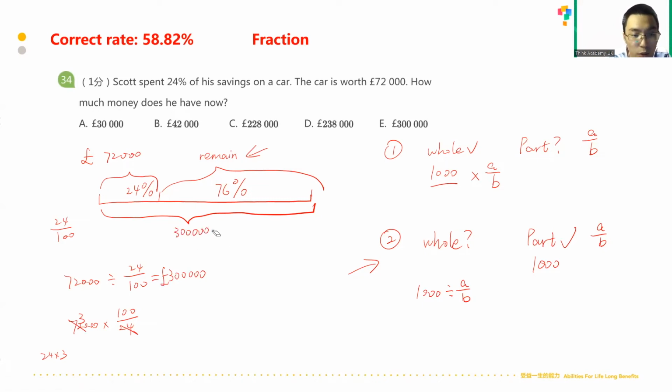I think I've written one more zero. Yes. So altogether, Scott has 300,000 pounds. He is rich. And we want to find how much money does he have now. So you can either subtract 72,000 from the 300,000, or you can take 300,000 times 76%. Either way, you will get the correct answer, which is 228,000 pounds. C is the correct answer. Right, let's move on.